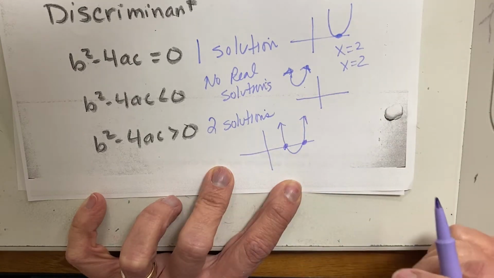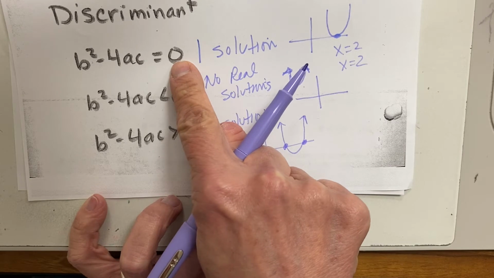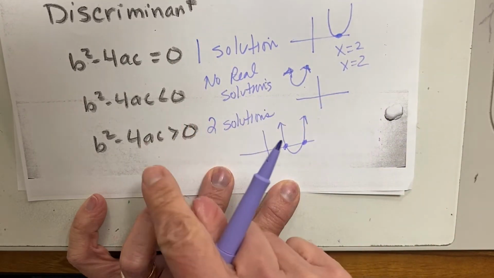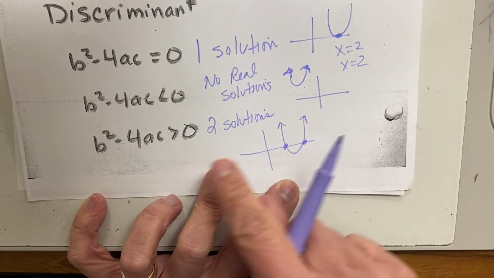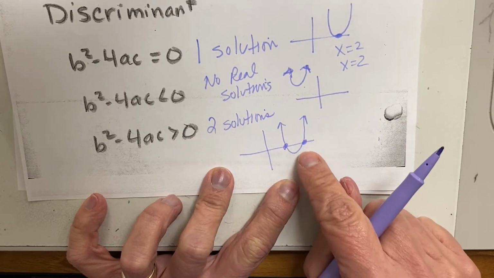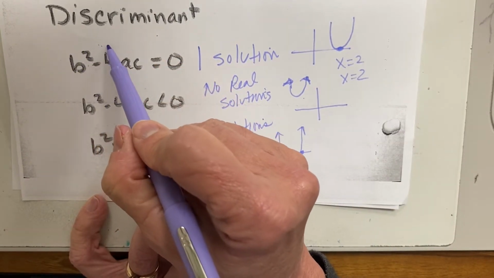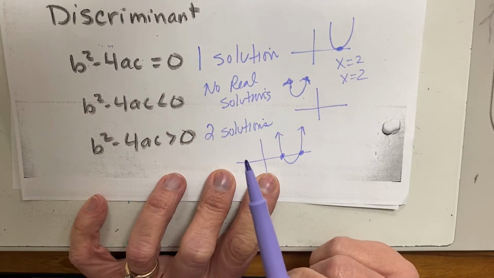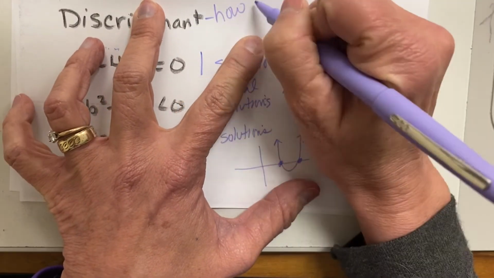They could be all over the place, but this is one solution if b squared minus 4ac equals 0. If b squared minus 4ac is less than 0, you have no real solutions. And if b squared minus 4ac is greater than 0, you have two solutions. This is called the discriminant. The discriminant will tell you how many roots.